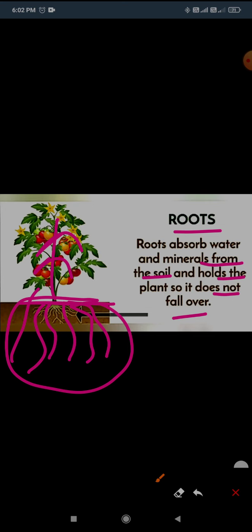Okay, in the root. So this root first absorbs all the water, minerals, nutrients from the soil, and this root passes this water, nutrients, minerals to the stem, and the stem passes this water, minerals to the rest part of the plant. So this is the function of the root. First it holds firmly the plant in the soil so it does not fall over. The second, it absorbs water, nutrients from the soil.